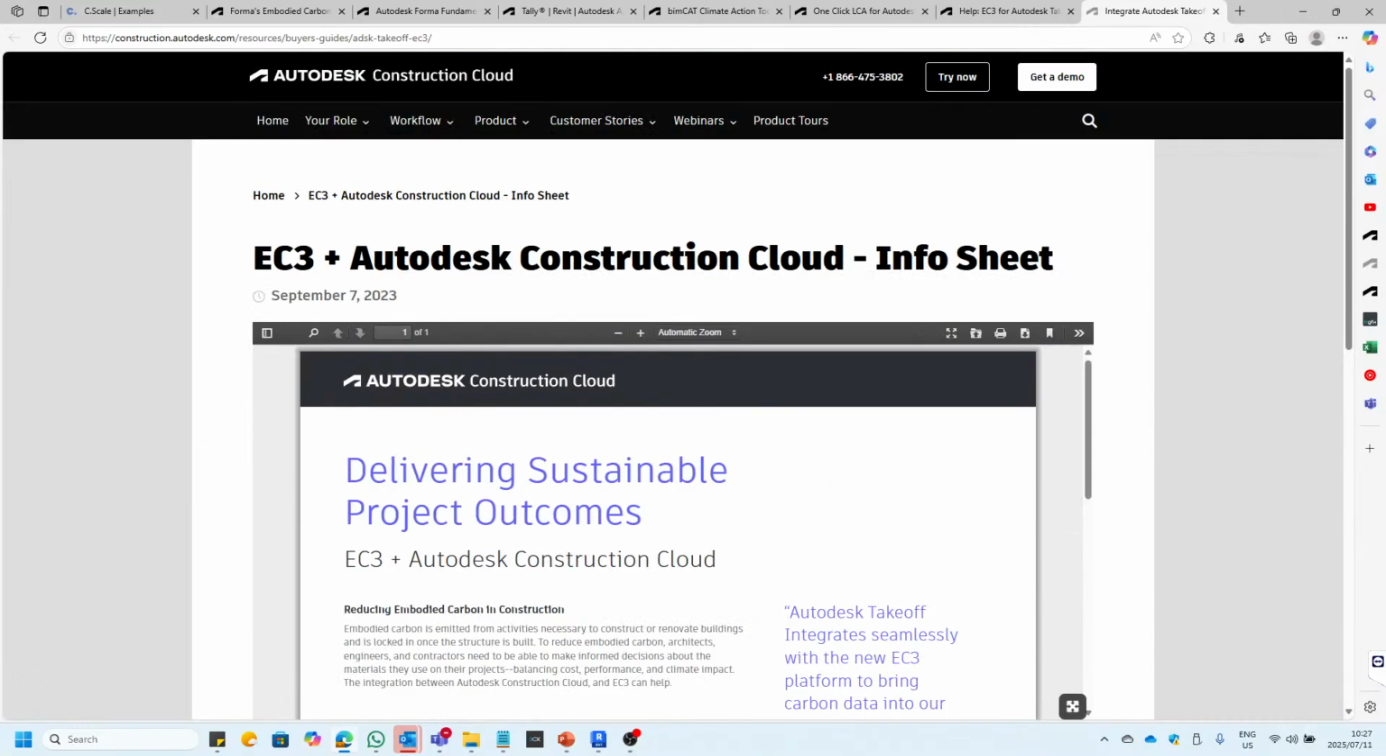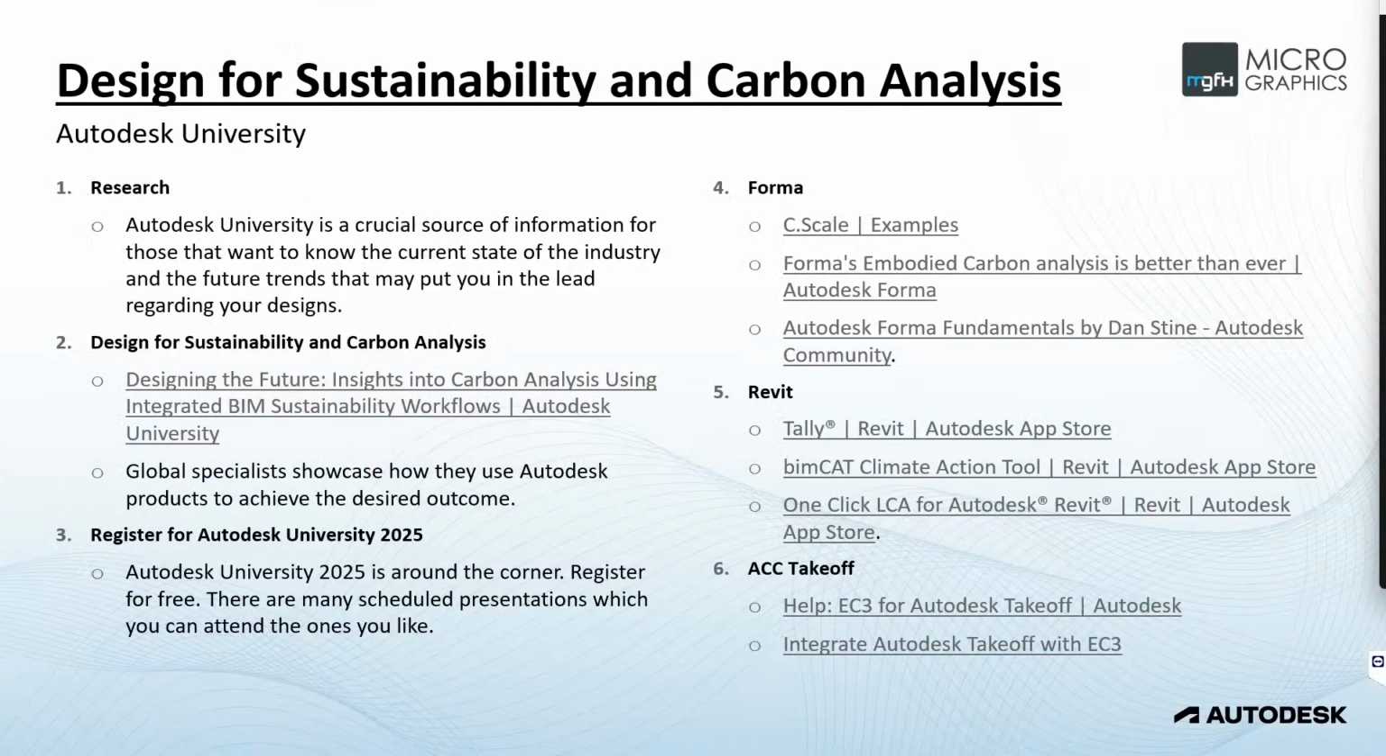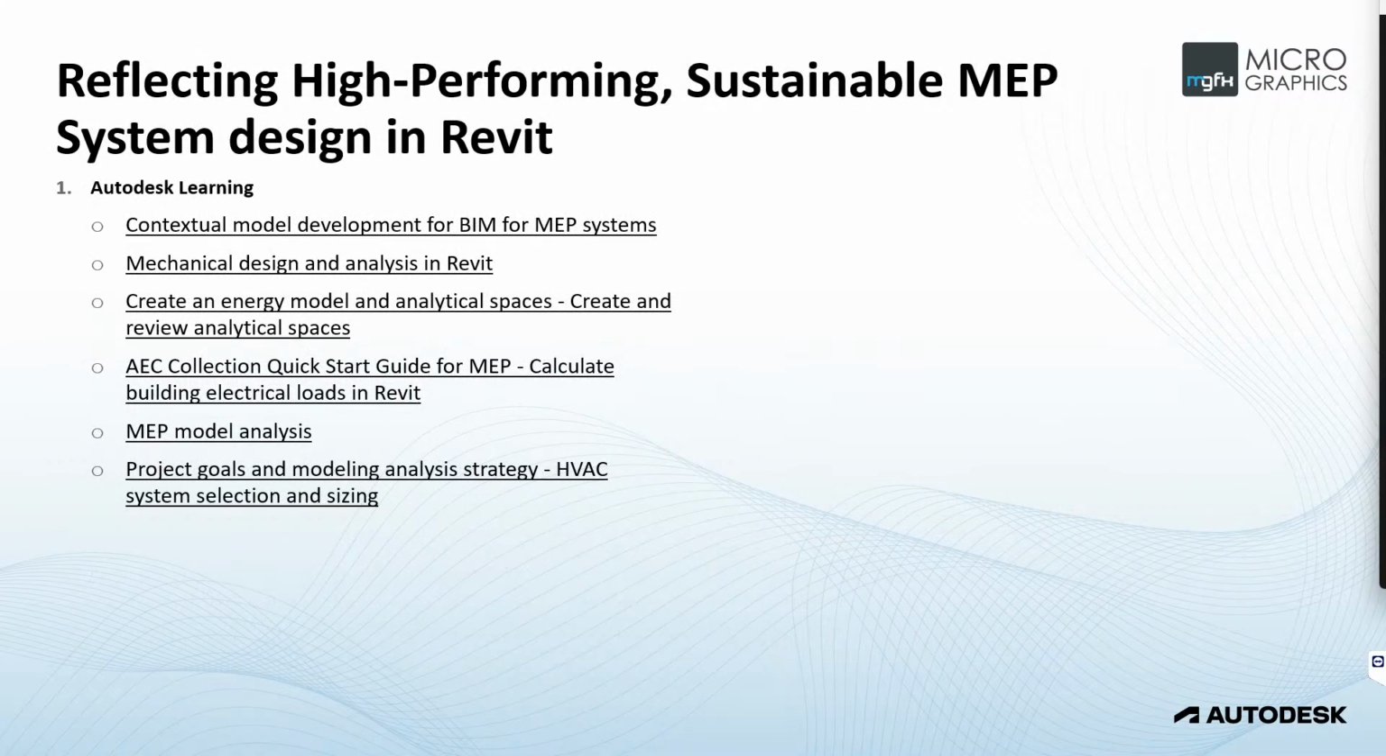Again, until now, what we've done is to have a look at the overall structure of the design side of things. How do we design the conceptual model? How do we design the detailed model for carbon analysis, specifically referring to Insight. Insight is built on Green Building Studio, and evolving the model so that we can get from the conceptual to the detailed. Then we get to reflecting the high-performing sustainable MEP system design in Revit.